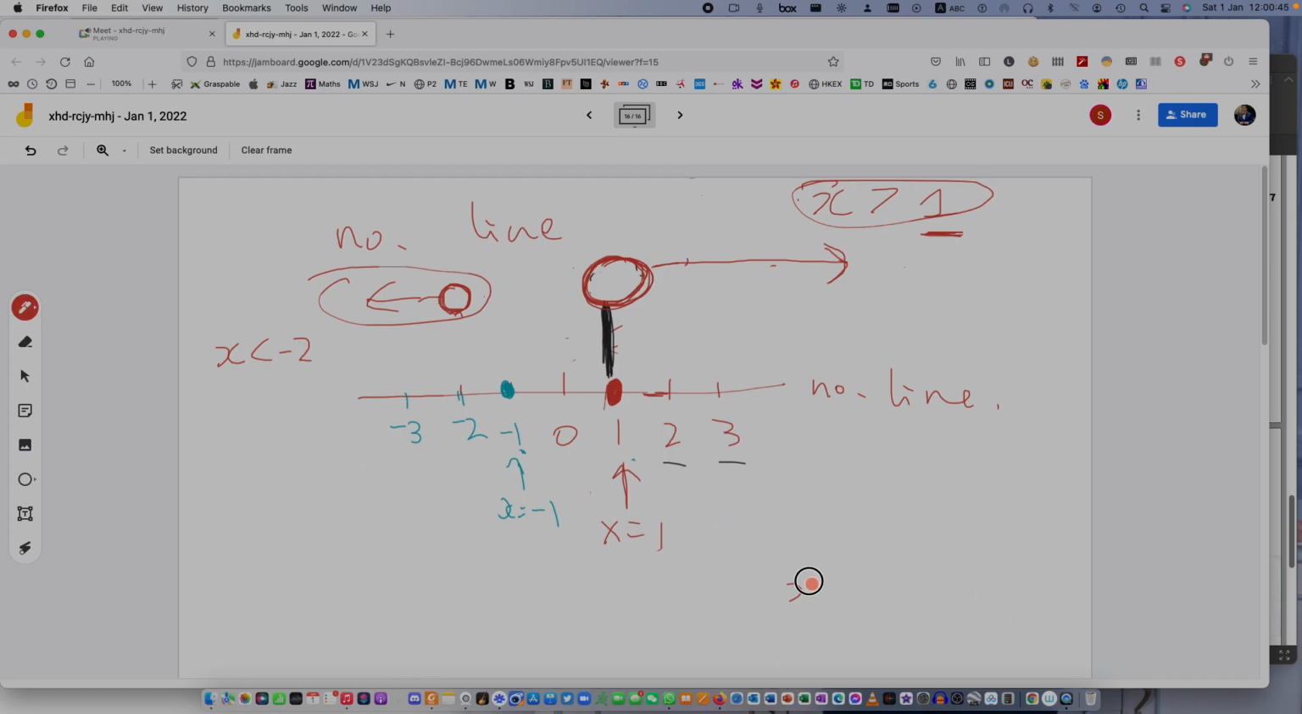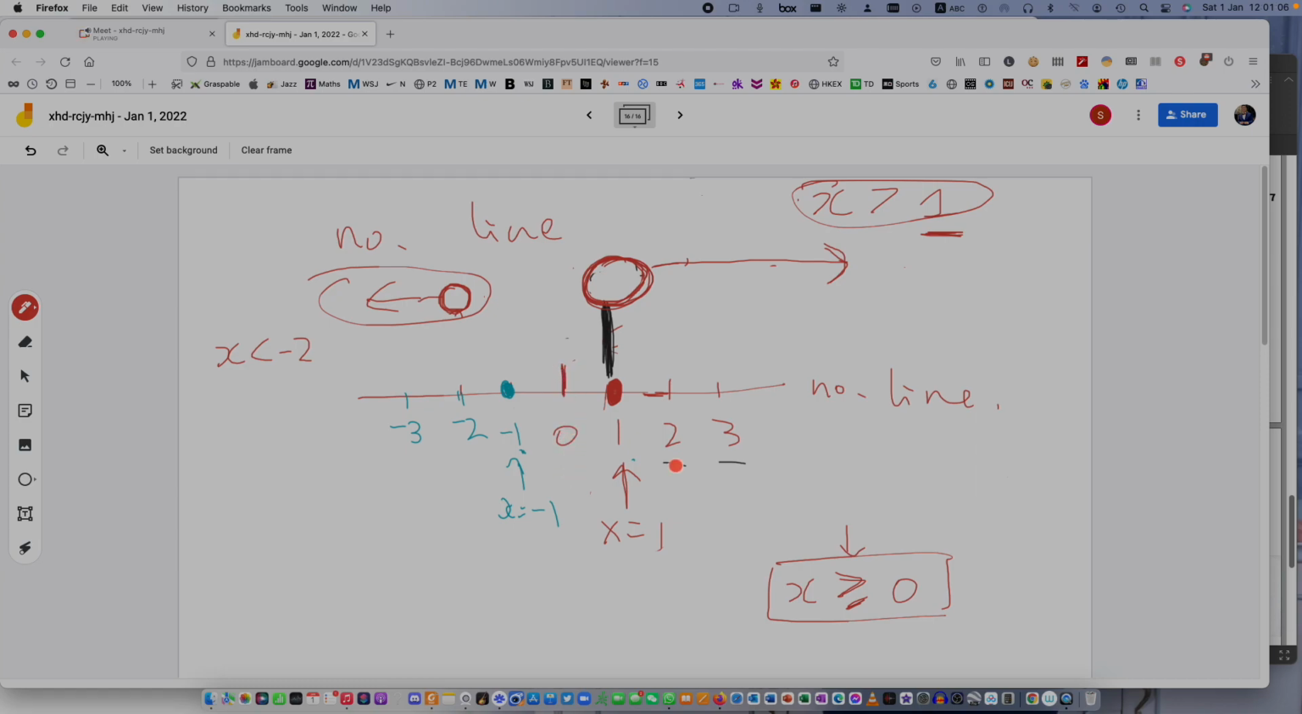What if x bigger or equal to 0? How do you represent this? Can you see that you have an equal sign here? Bigger and equal. 0. Okay, I need to find where is 0. Can you see that this is 0? Here is 0, right?